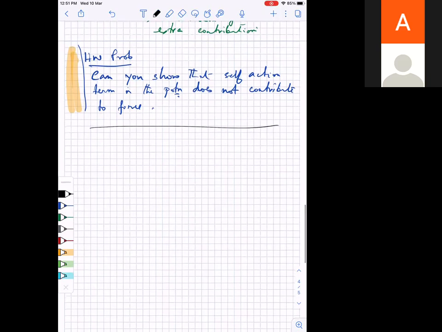Now let's go a little ahead. Now let us define an electric field. So how do you define it? Define it in a standard way. It is minus grad phi of r.